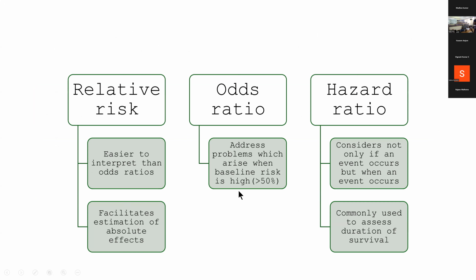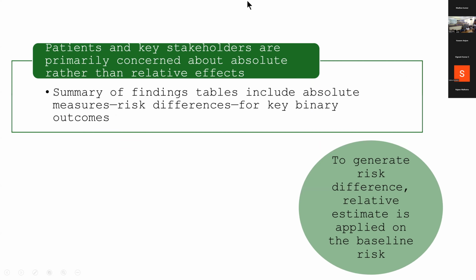Odds ratio, on the other hand, is very difficult to interpret. But you can use it if your baseline risk is very high. At that time the RR is not very meaningful. Hazard ratio is usually used in studies where your outcome is mortality, where you have a high death rate, especially in oncological studies, which not only tells you if death has occurred, but also when it has occurred. So for survival, duration of survival, this is a very important tool.